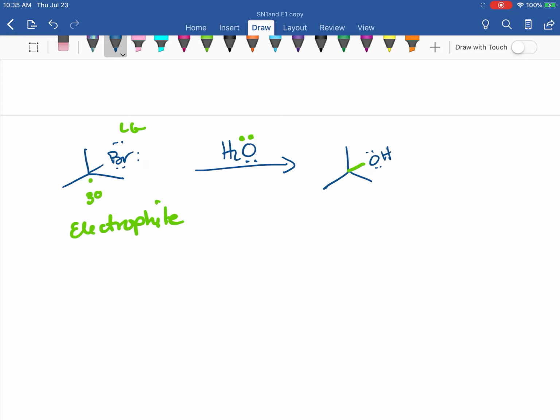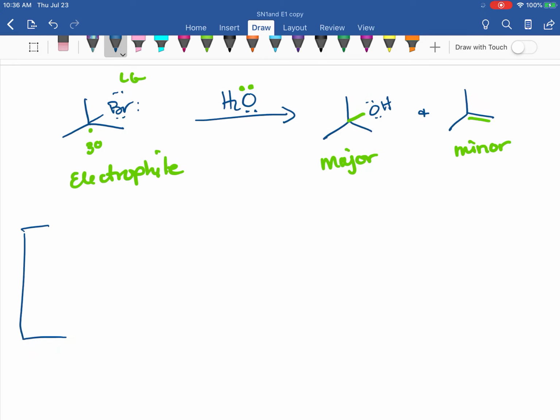Our mechanism is actually completely different for this reaction to happen, and it happens in competition with the E1. So let's tackle both of them. I will say that our SN1 is going to be major and our E1 is going to be minor in this process. Let's draw our mechanism. First order means that you have a decomposition. Your tertiary electrophile, that is your rate determining step, has to decompose. So literally, your leaving group leaves first.